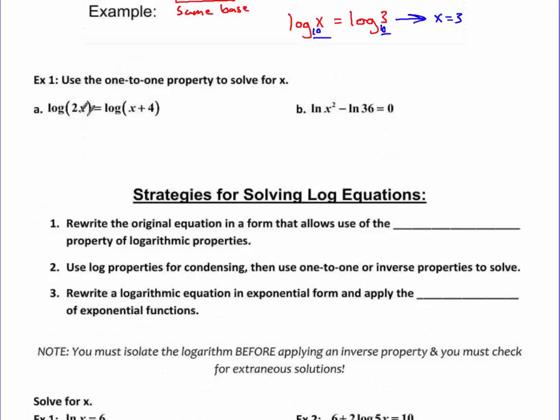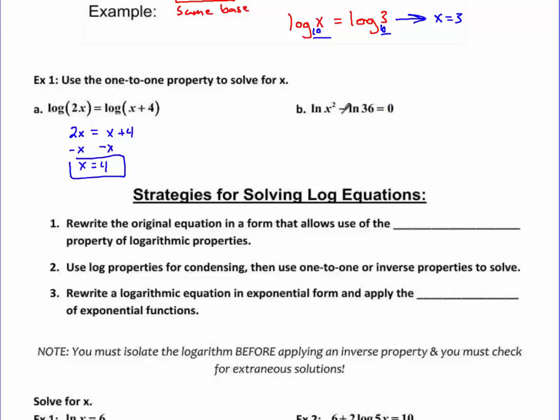All right, so we'll move down to a little example. We have log of 2x equals log of x plus 4. Again, these are base 10, so the bases are the same. So 2x equals x plus 4. Then we just solve these like an algebra 1 problem. So we get x equals 4. Nothing to it, right?